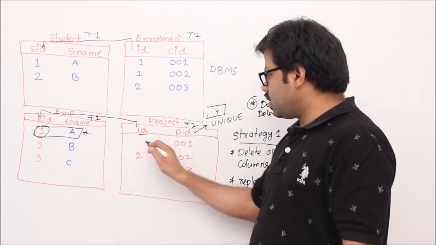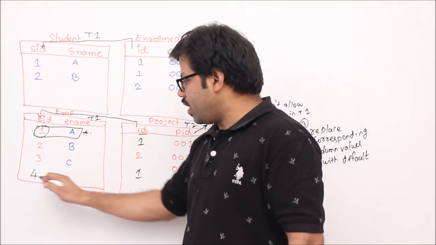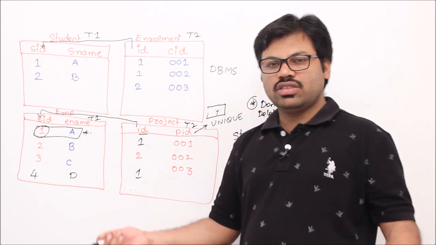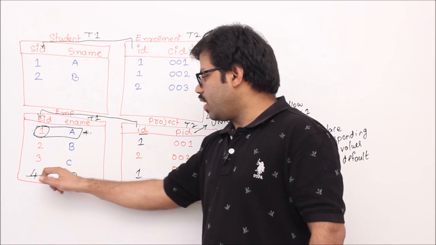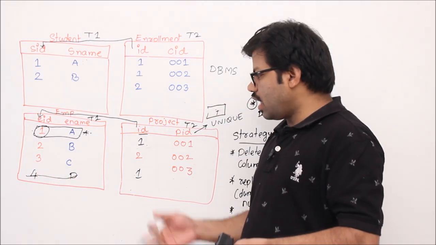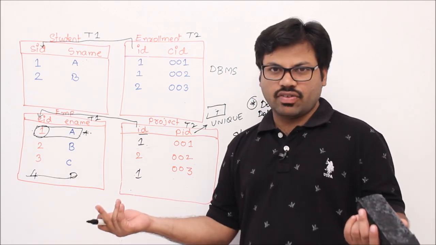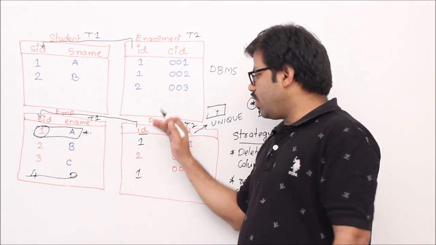Sir, my question is something else. Sir, I have data 4 comma D, sir. Is it allowed? Yes, in this table you can have any data. Suddenly I want to delete 4 comma D. Yeah, delete it. So then what to do, sir? What strategy should I apply here? No strategy is required here. The reason is no one is referring to value 4, correct? So there will not be any problem.